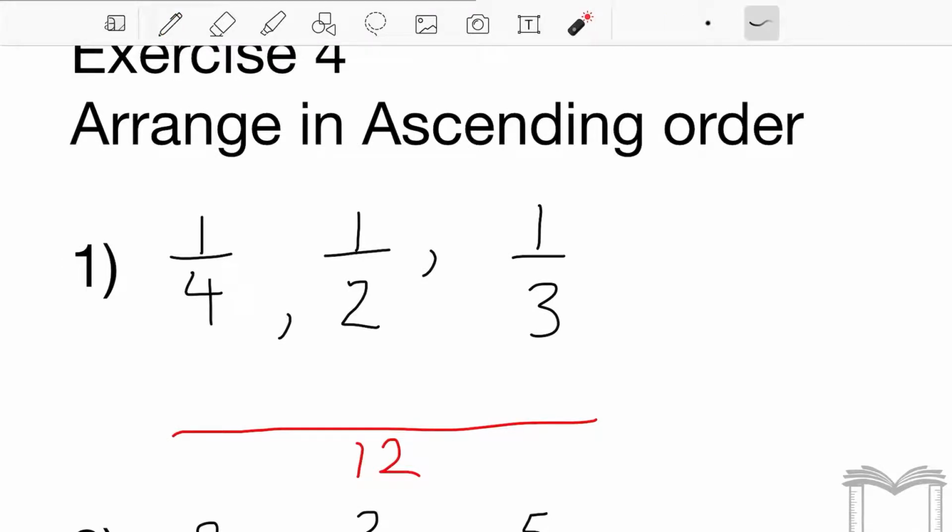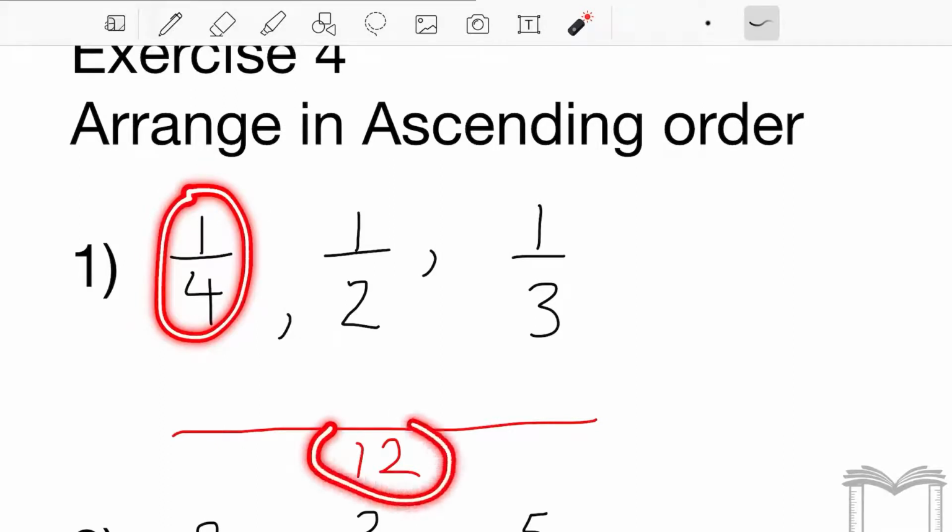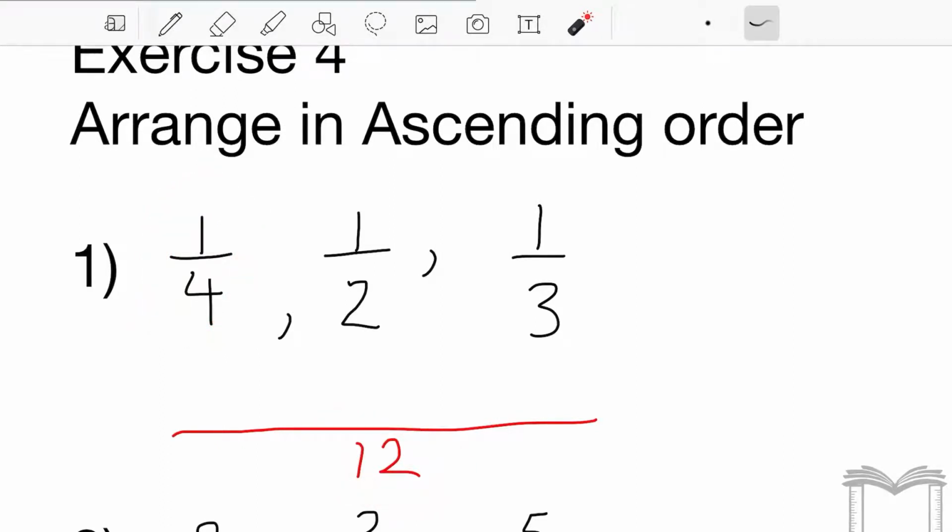So essentially what we are doing is making a quarter into an equivalent fraction where the denominator is 12. We are doing the same thing for the half, making the half into an equivalent fraction where the denominator is 12, and also we are making a third into an equivalent fraction where the denominator is 12. We are not changing the value of any of the fractions. We are making them to have the same denominator so we can compare them easily.